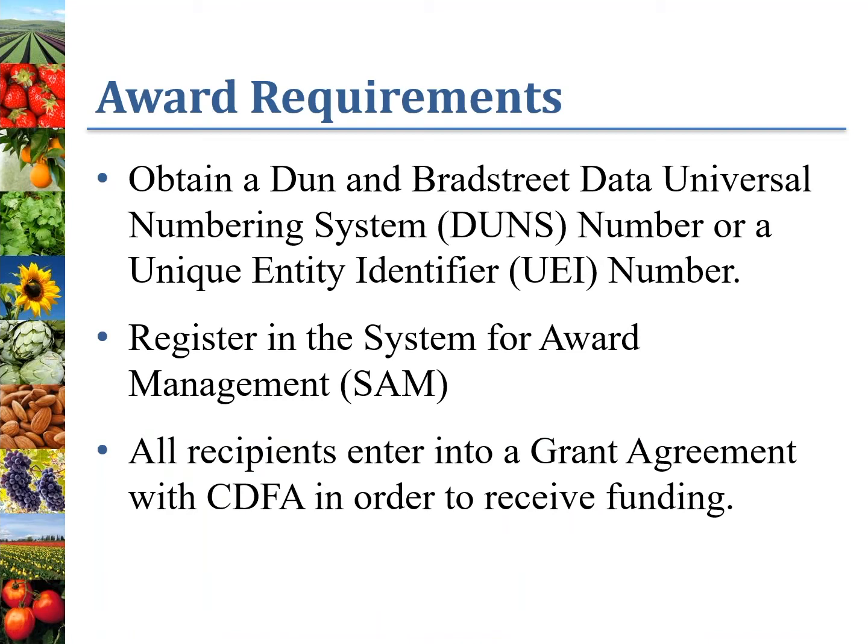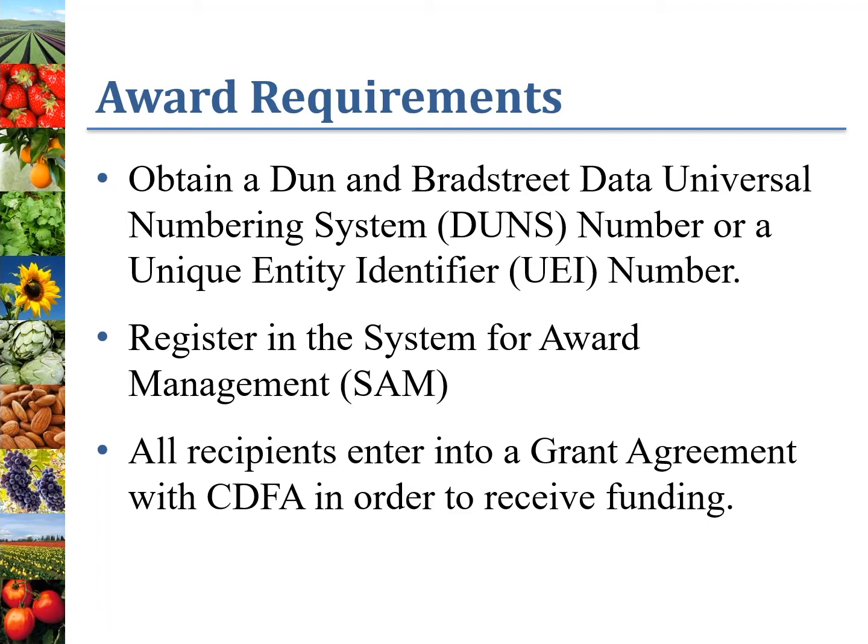The next few slides will briefly cover some of the terms and conditions of applying for and receiving an award. All organizations applying for funding, including past recipients, must have a Dun & Bradstreet Data Universal Numbering System number, also known as a DUNS number. A DUNS number is a unique 9-digit identifier that verifies the existence of a business entity globally.